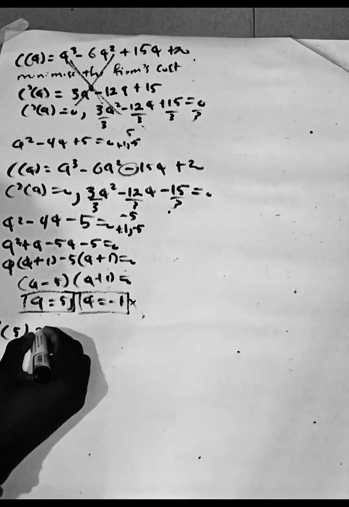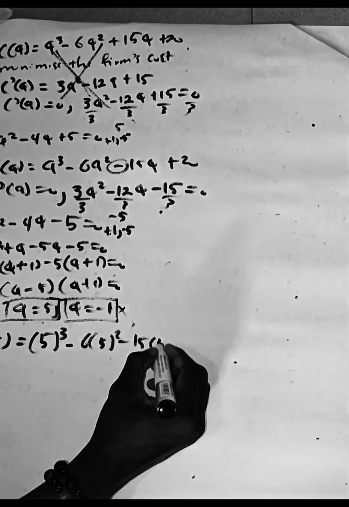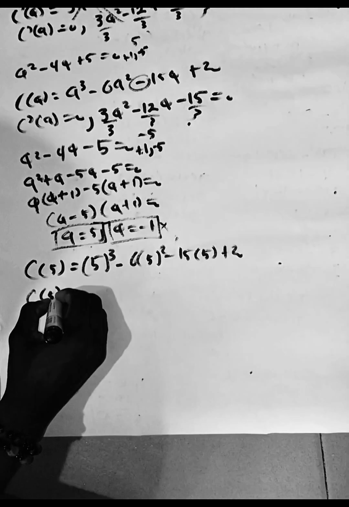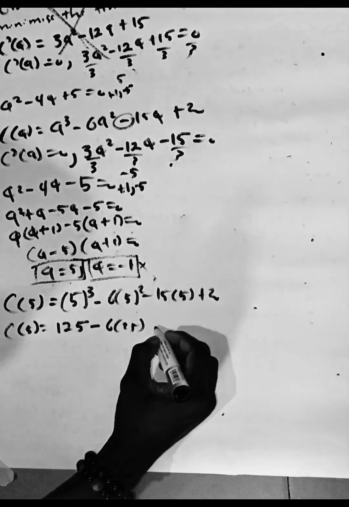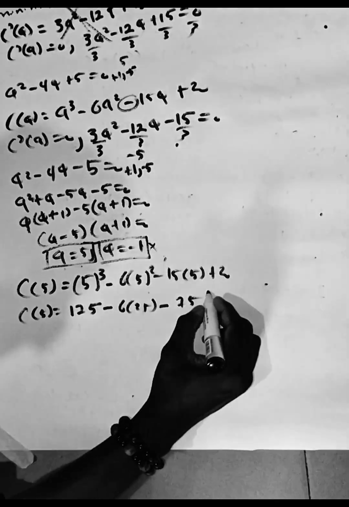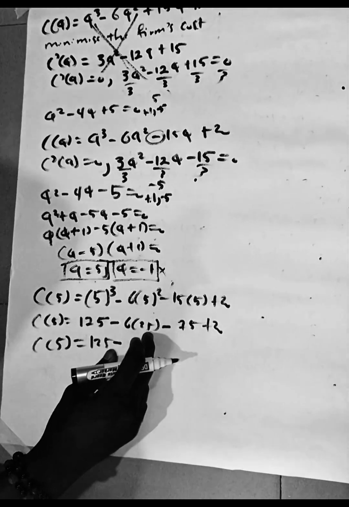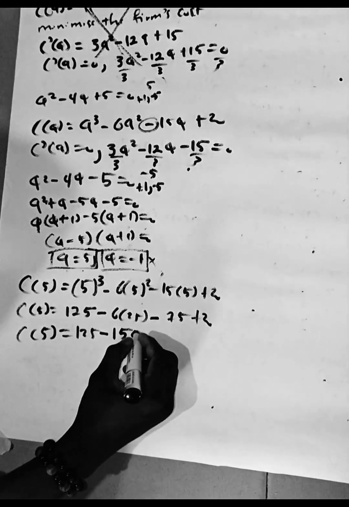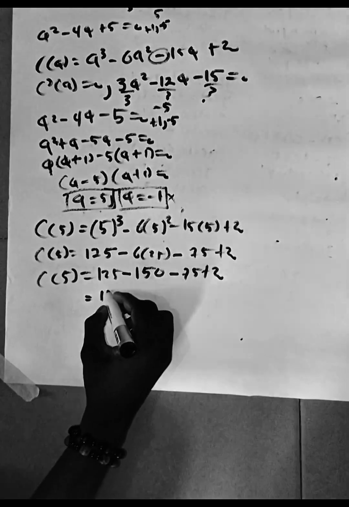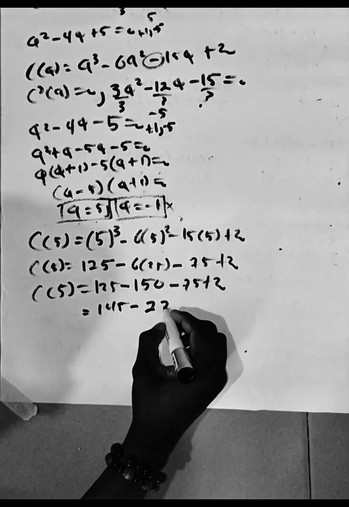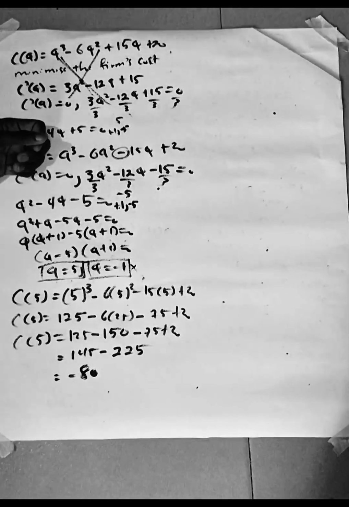So we have c of 5 is going to be 5 cubed minus 6 times 5 squared minus 15 times 5, then plus 20. So c of 5 is just 5 times 5 times 5, which is 125, minus 6 times 25, which is 150, then minus 15 times 5, that's 75, and plus 20. So 125 plus 20 is 145, minus 225, because minus 150 minus 75 is just 225. So that's just going to be minus 80.